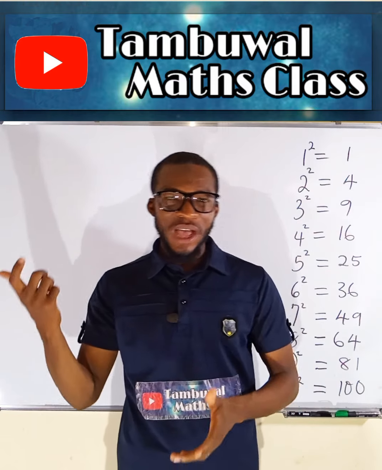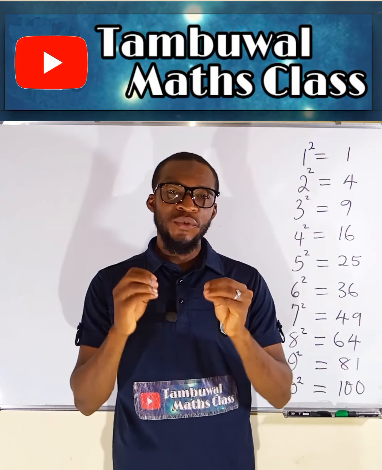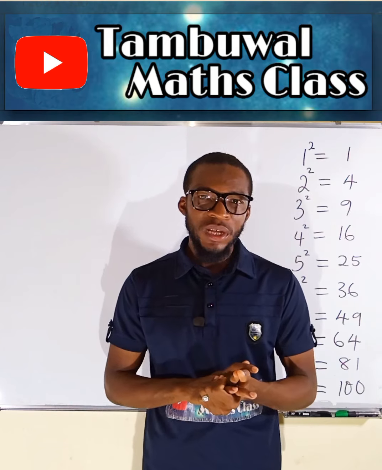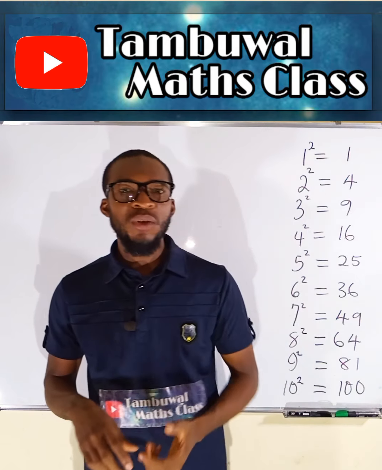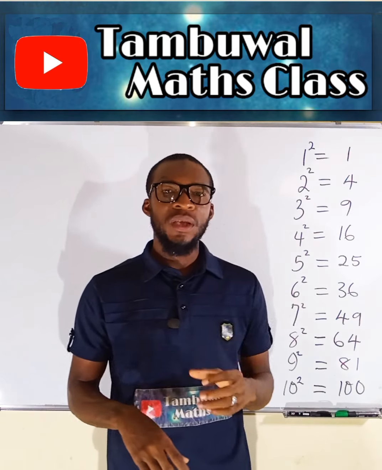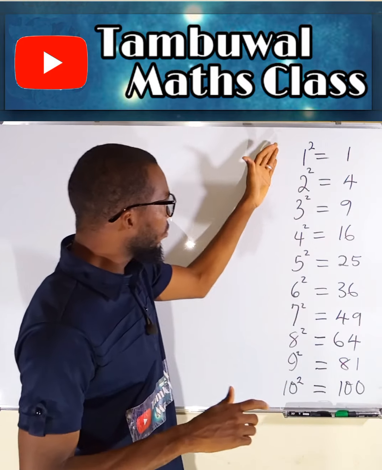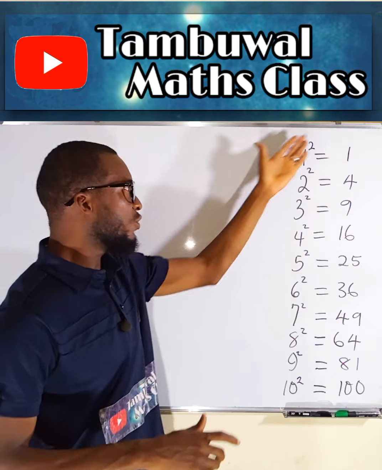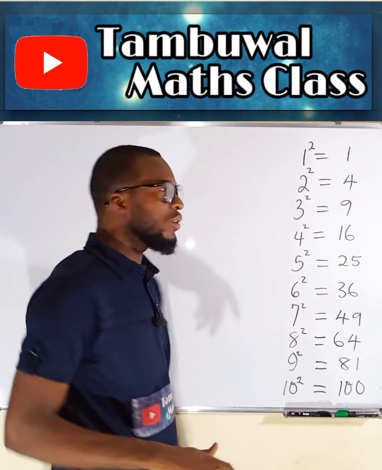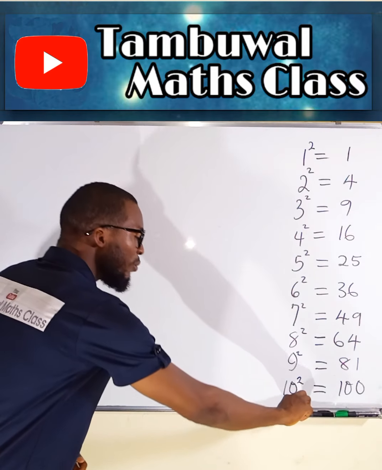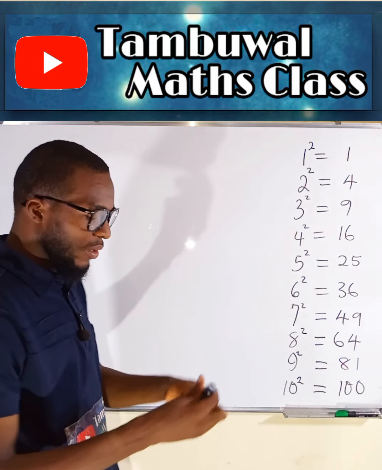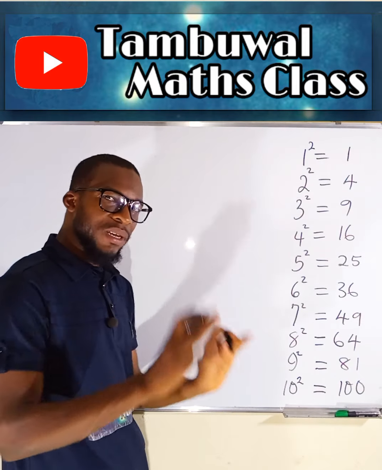In our previous lesson, I showed you how to find the square root of numbers without using a calculator. And in this tutorial, we are going to learn how to find the square of numbers without using a calculator. But you need to master these perfect square numbers between 1 to 10. You can see 1 squared is 1, up to 10 squared, which is 100. So I'm going to choose 3 numbers at random to find their squares, and all other numbers remain the same.